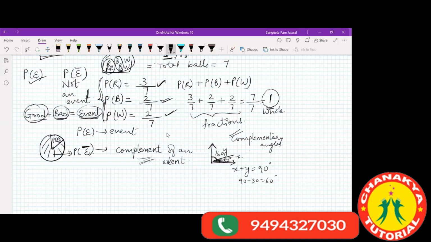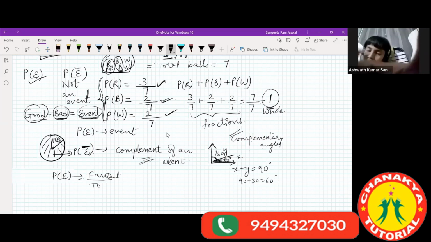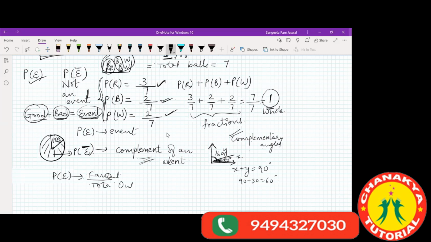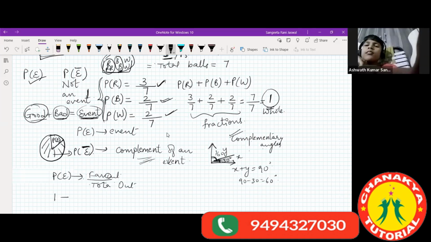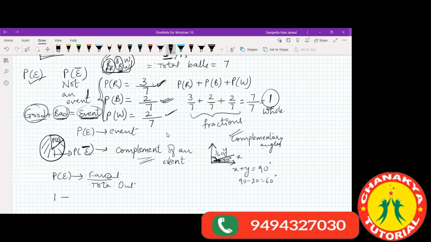So did you understand what is the complement of an event? The probability of an event is favorable outcomes upon total outcomes. But the complementary event will be what? It is 1 minus the probability of the event. Whatever the parts are, the sum of the fractions is always equal to the whole. So the probability of not an event will be 1 minus the probability of the event.